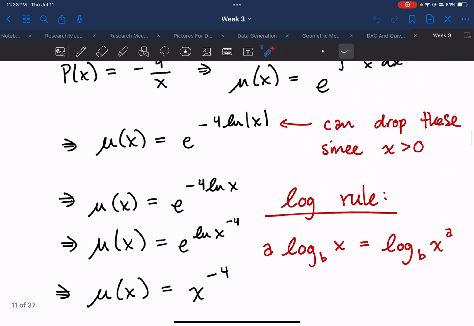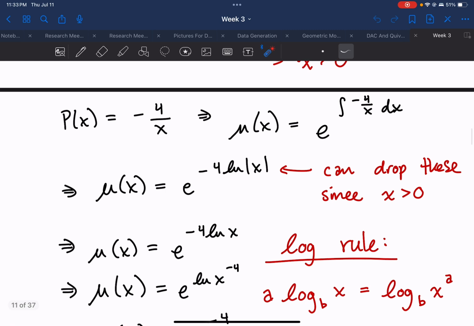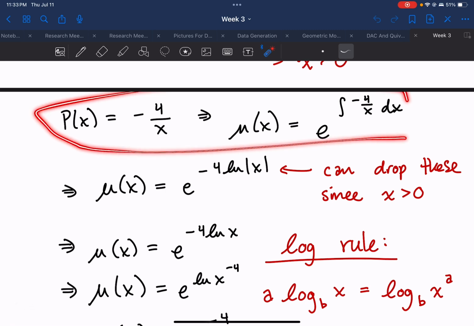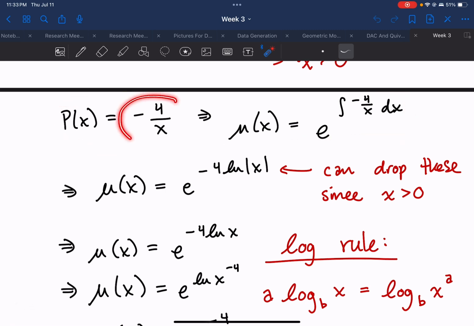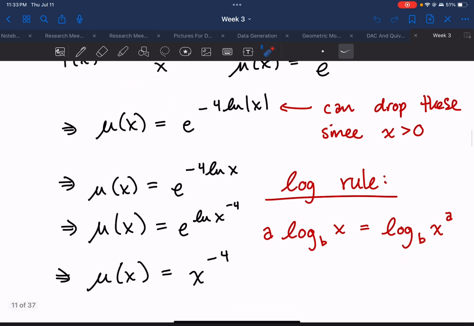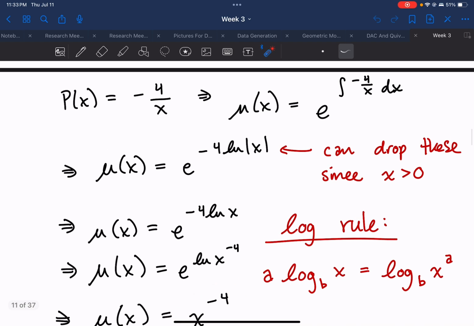This case happens a lot. It happens a lot that you have a constant over x as your p, and after you get to the end, you have x to that constant power, basically is how it works out.